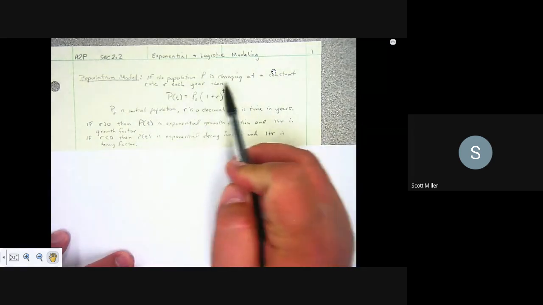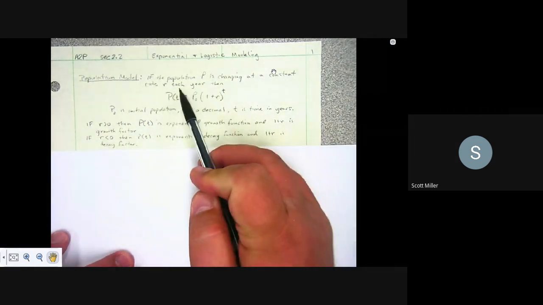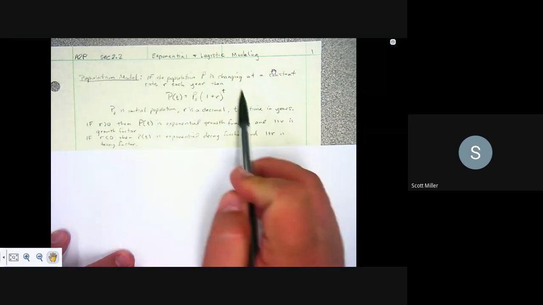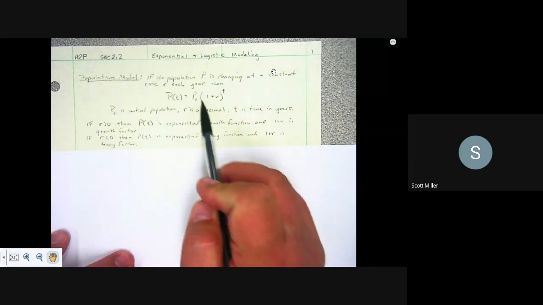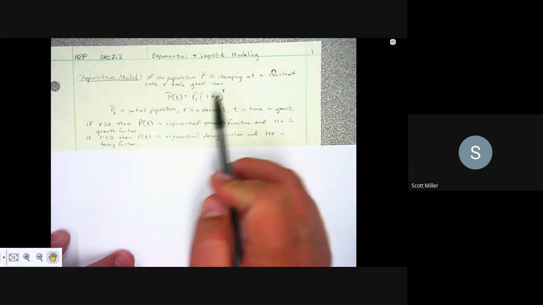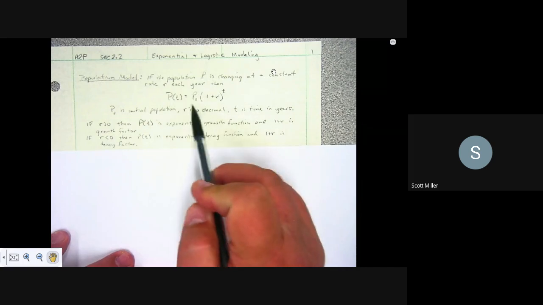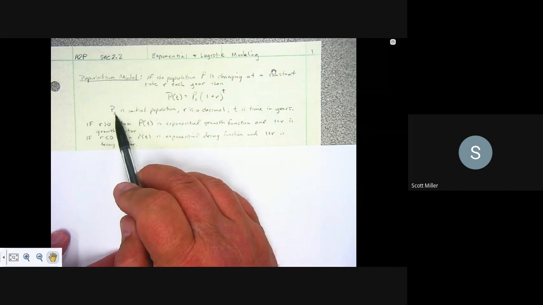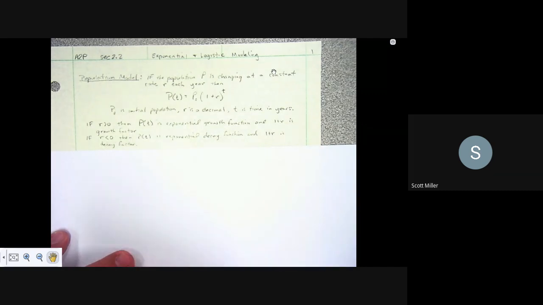Here is a population model that we can use. Population P is changing at a constant rate R each year. Then I can use this model right here. And you can see that it's an exponential model. So this is the base number. There's your exponent. And this right here is the initial population. So they use this little P sub 0 to mean initial. So if you see a sub 0 on something, it usually means the value when the exponent is 0. It's the first number, things like that.